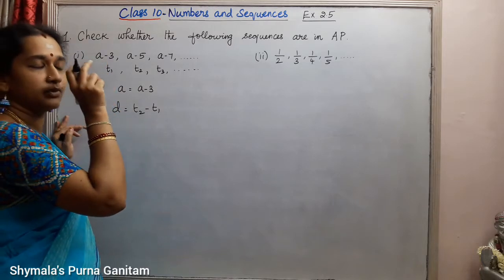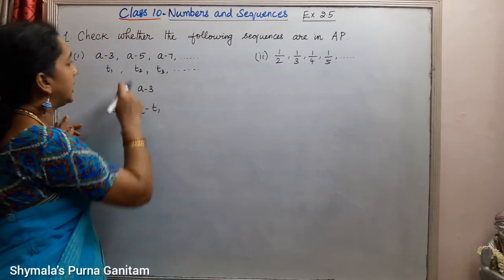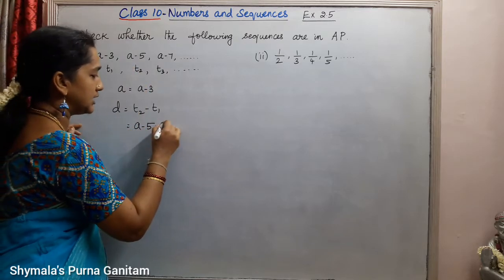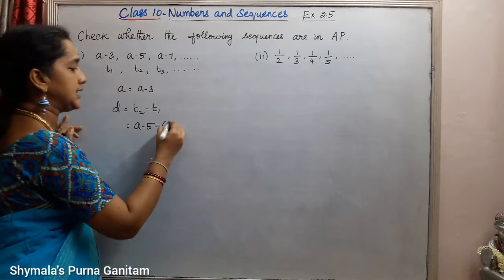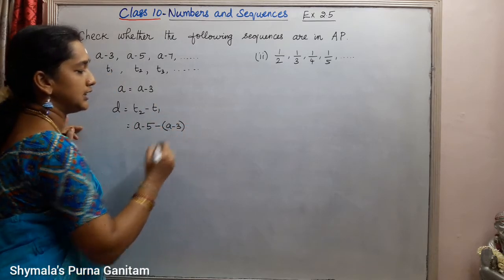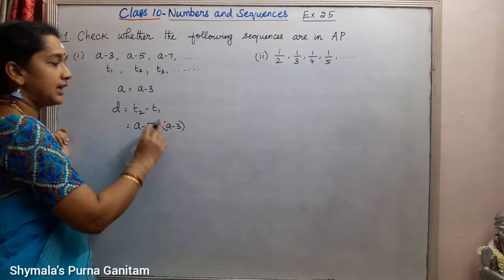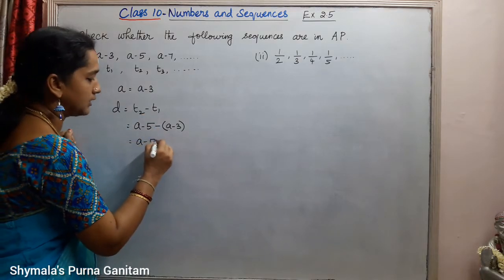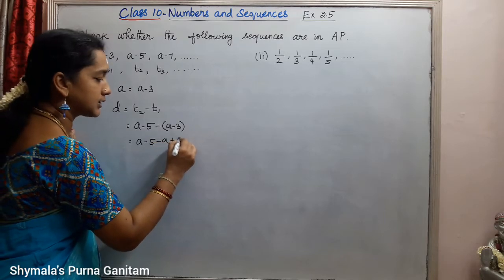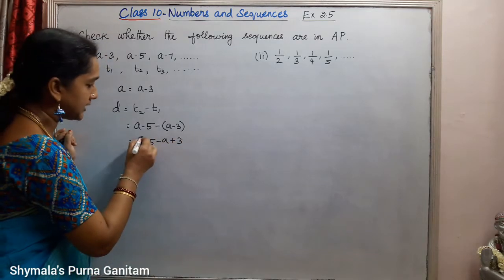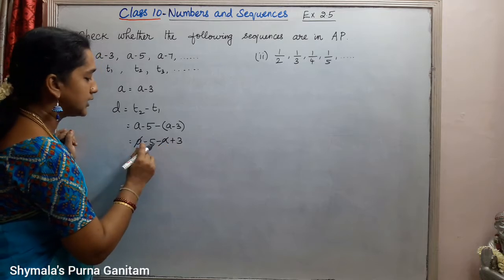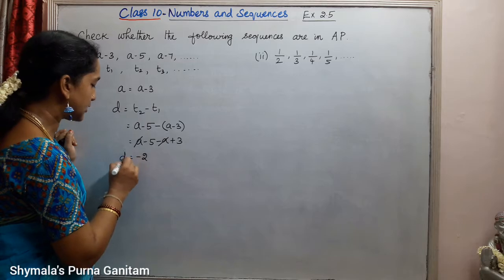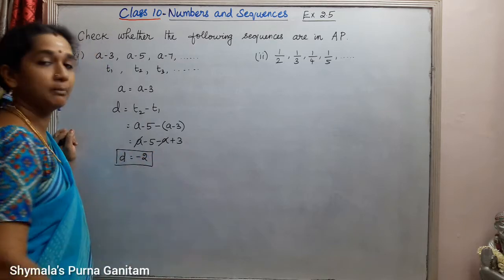We'll get the difference. So T2 is a minus 5, minus T1, which is a minus 3. So a minus 5 minus a plus 3. Plus a minus a will get cancelled. So we'll get the difference as minus 2. So the difference for the first two terms is minus 2.